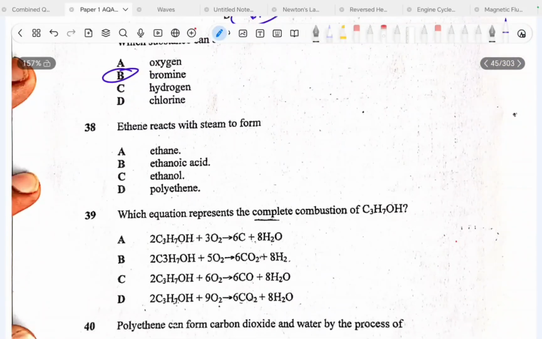Ethane reacts with steam to form an alcohol, which is ethanol. Look at the answers. C is the answer.